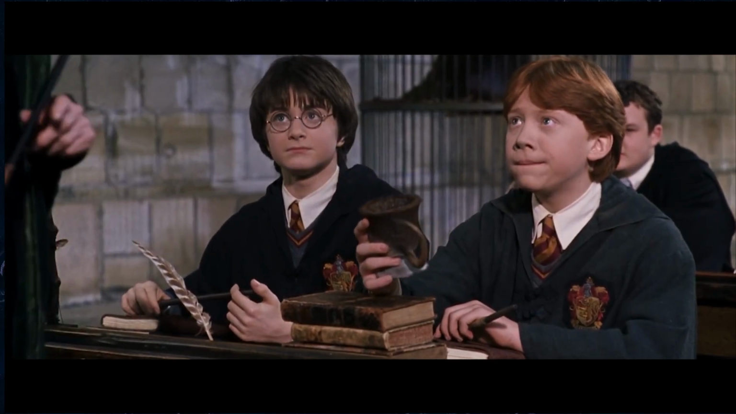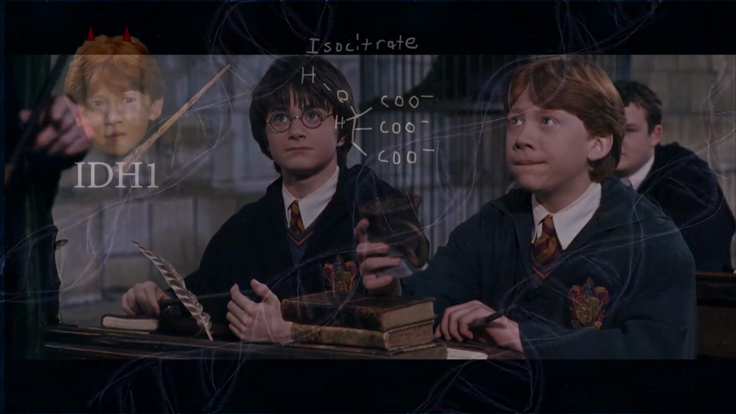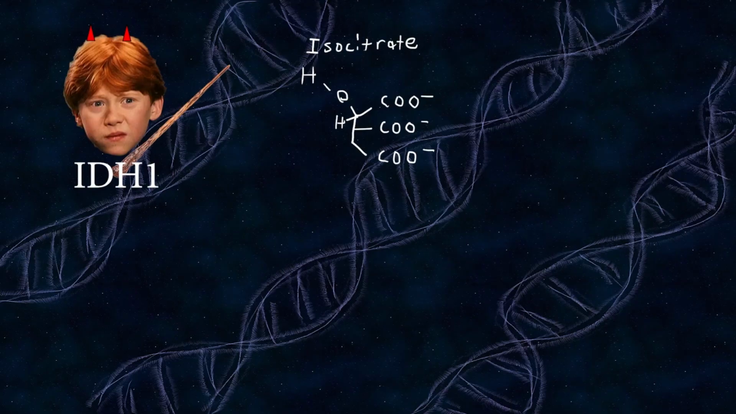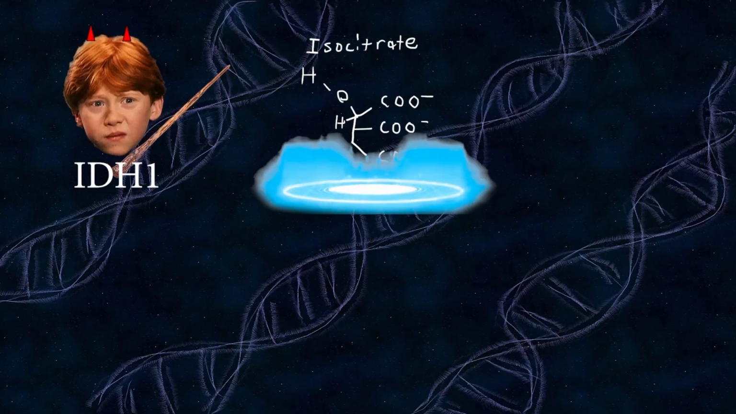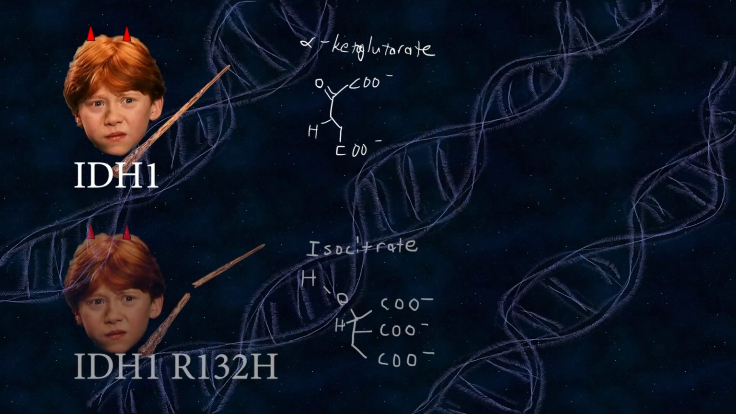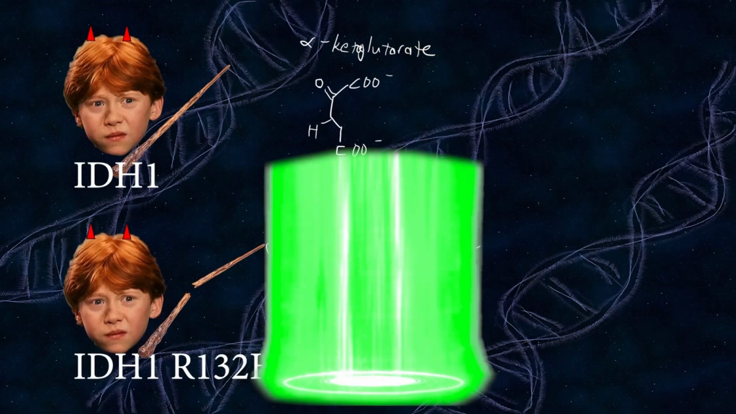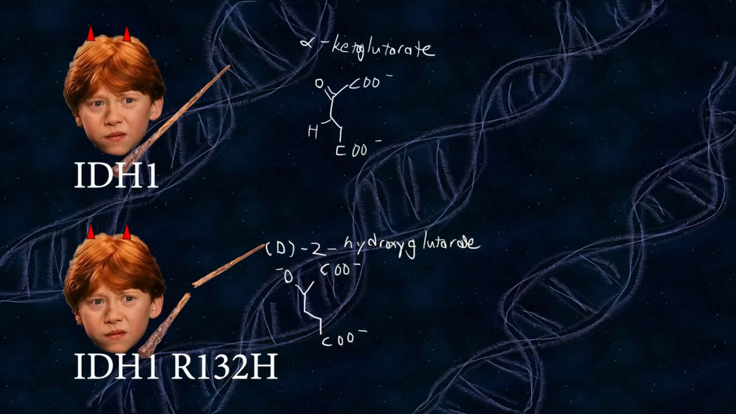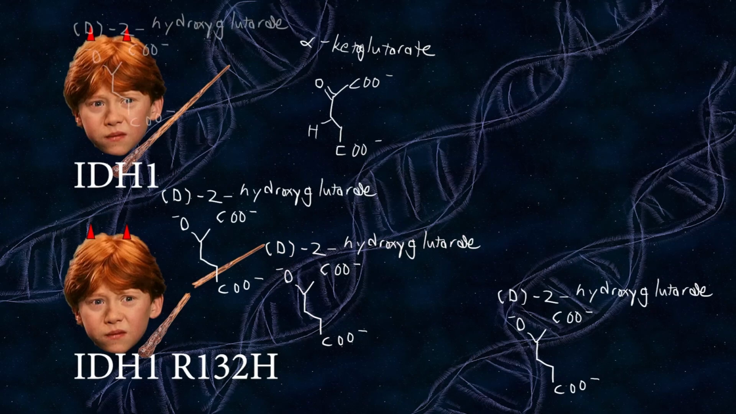Alright, so here is our IDH1. Hopefully this video doesn't get taken down because of this. It's fair use, right? Alright, so here we have our normal wild-type IDH1 converting the isocitrate into alpha-ketoglutarate. Now we have the mutated IDH1 with the broken wand converting the isocitrate into D2-hydroxyglutarate. And so this is going to accumulate within the cells.